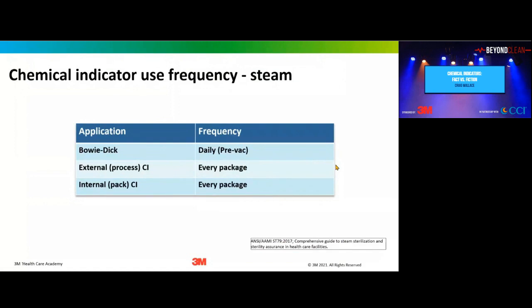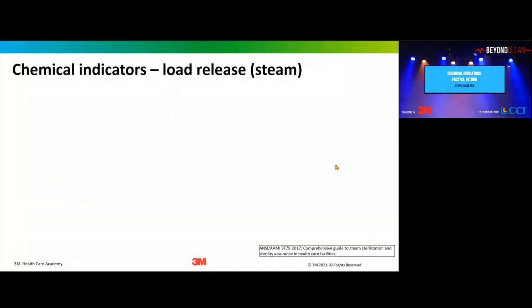ST79. Now, in steam, there is a little bit more complexity in the use of chemical indicators regarding load release. So this is testing of the sterilizer when the load is in there in order to make your decision as to whether or not you can release that load for use on patients. That's load release. So load release is accomplished by putting indicators inside of a PCD. Most of the time, that's going to be a biological indicator.